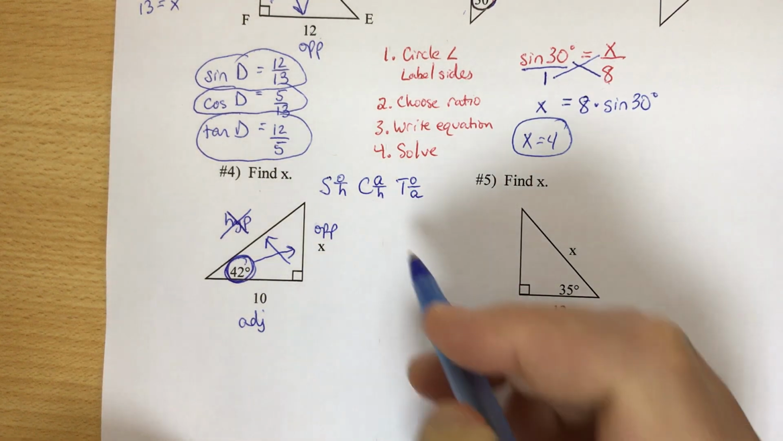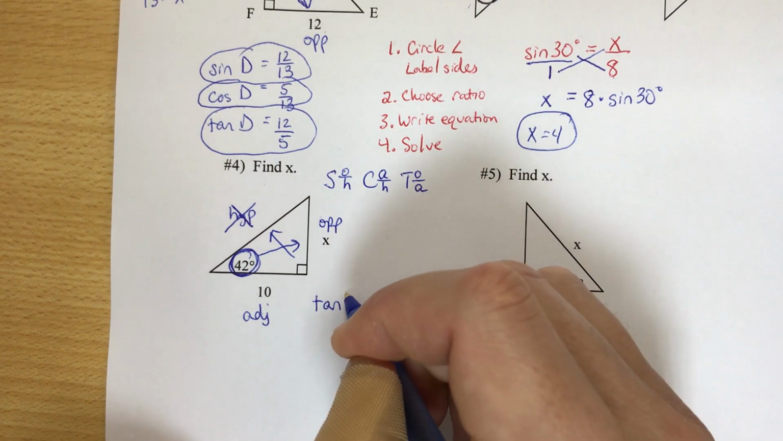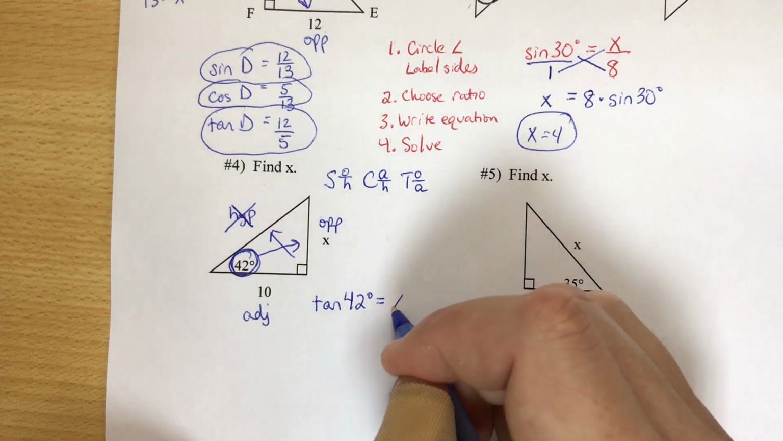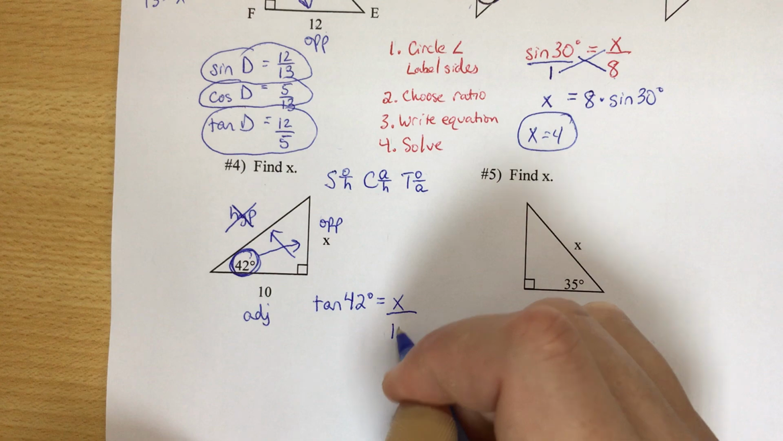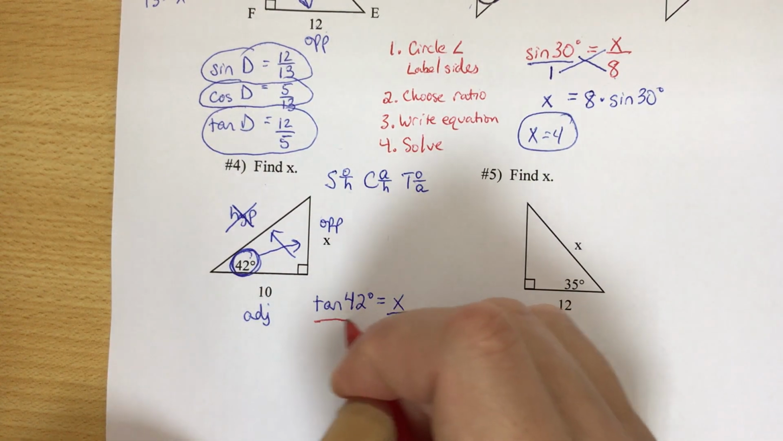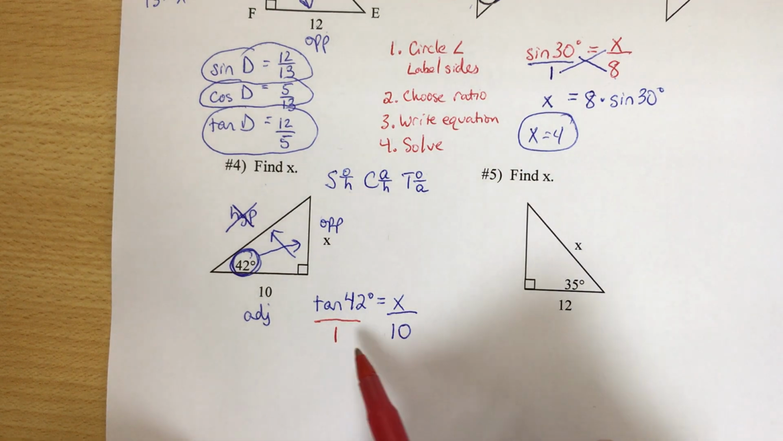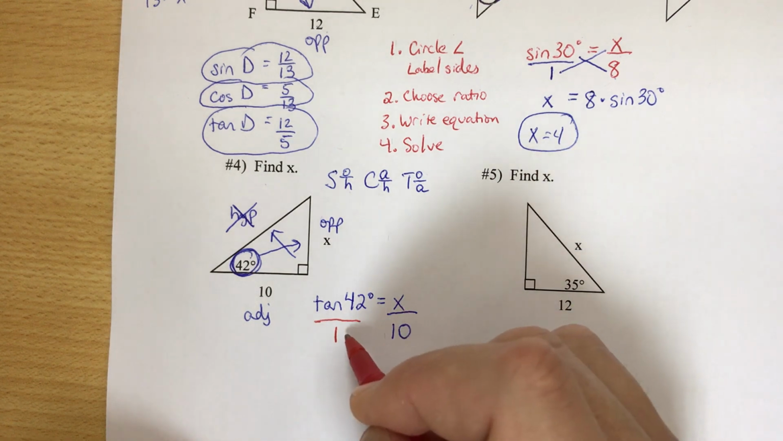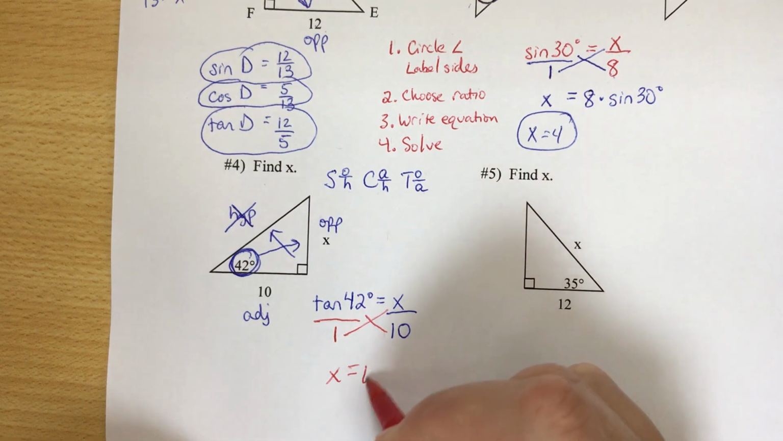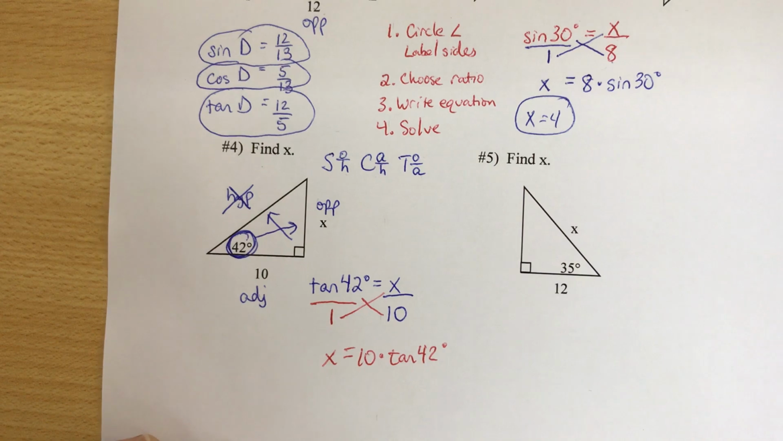Here's how we write it. The tangent of the angle, 42 degrees, equals the opposite length, which is x, over the adjacent, which is 10. I'm going to make this into a proportion by dividing by 1. When you divide by 1, you're not doing anything. You're just making it look a little different. Cross multiply, so 1 times x is x, equals 10 times tan 42. 10 times the tangent 42 degrees.